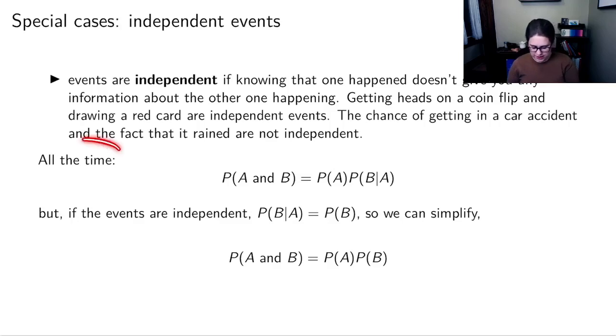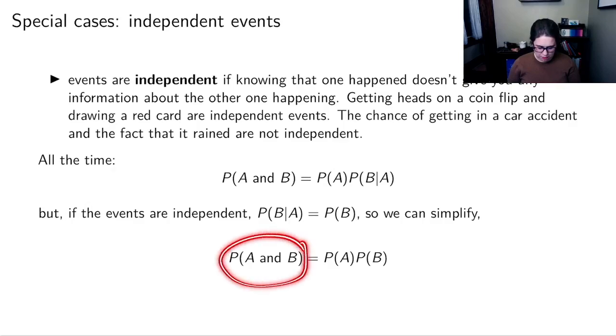And the same way I've written all the time, so this equation always works. The probability of A and B is the probability of A times the probability of B given A. But if the events are independent, the probability of B given A is just the probability of B. Knowing A doesn't give you any extra information. And then we can simplify that the probability of A and B is just the probability of A times the probability of B.